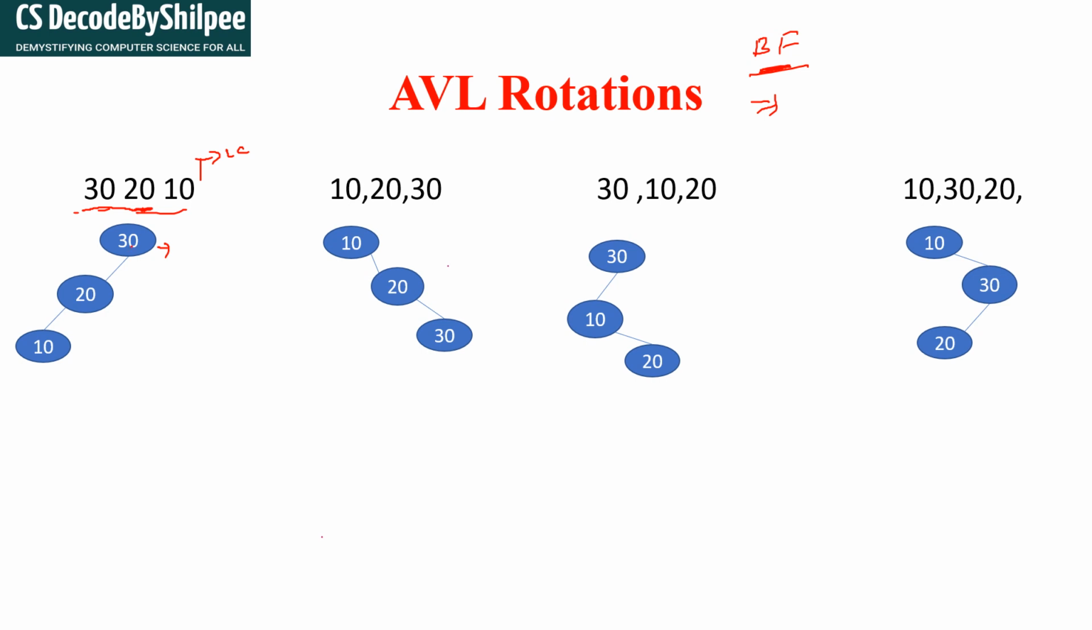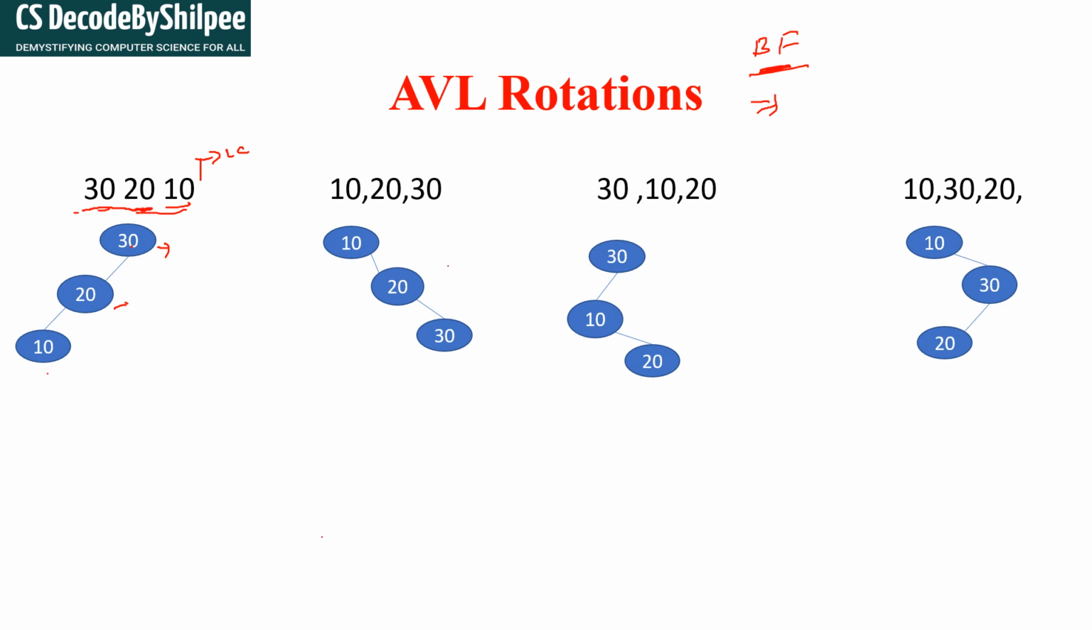So 20 I have inserted in the left part. Then 30 came. 30 is also inserted, and 10 came. 10 is also inserted in the left part. Now we'll see that here I came here, right? 30, 20 and 10 I have inserted. Now I am going to calculate the balance factor for each and every node.